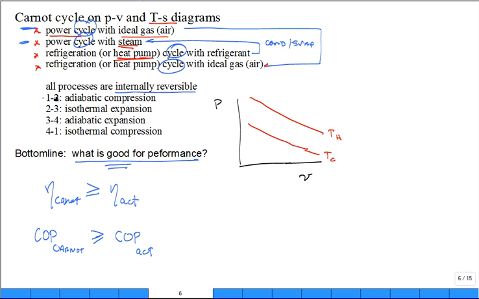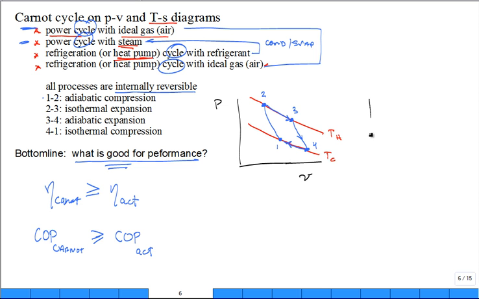And 1 to 2 is adiabatic compression. It'll jump to a higher temperature. It'll go from T cold to TH, followed by isothermal expansion down to 3, followed by adiabatic expansion. It'll drop the temperature down to 4, cold, and then go back up. That's idealized. That's a little sketch on a PV diagram.